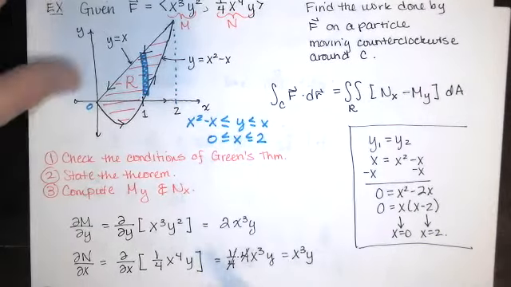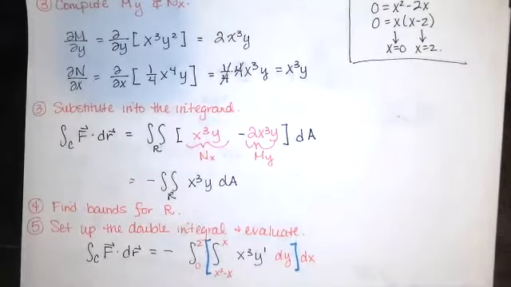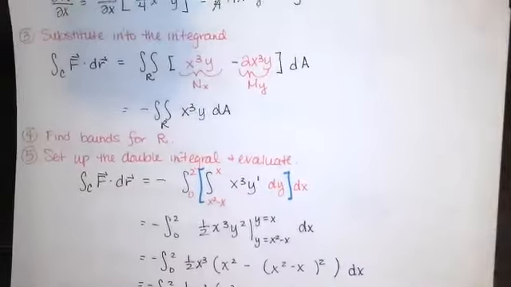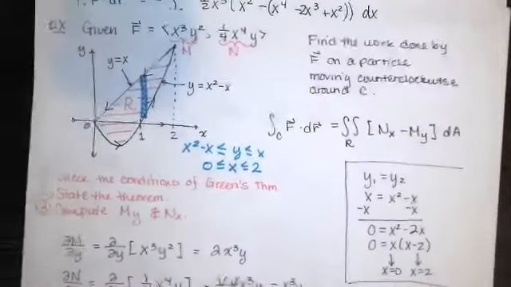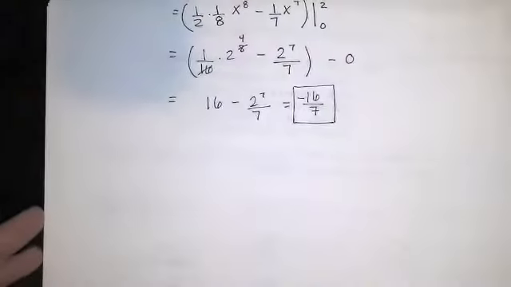Compute those two partials, subtract, state the bounds for the region R, and integrate. I think it's pretty nice. It's very nice. Let's do one more example of this. And then in the next video, we'll look at the normal form of Green's theorem.